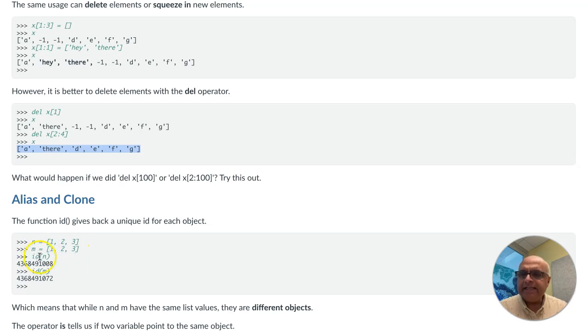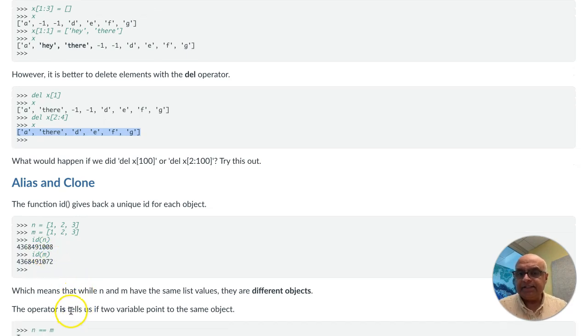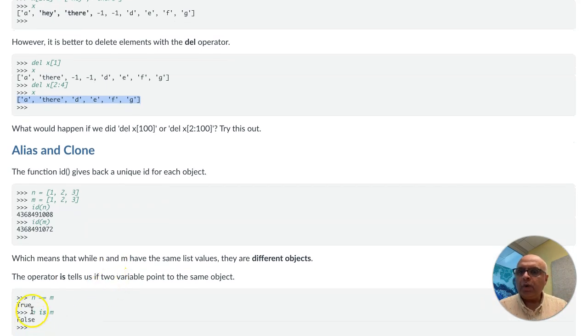Now, if I call id on n, it gives me back a number, and if I call id on m, it gives me back a different number. So although n and m have the same list values or elements, they are very different objects. They're different copies, right? They are not pointing to the same location in memory. In fact, we have an operator called is that tells us whether two different variables point to the same object. So while n == m is true, they have the same values, the lists look identical.